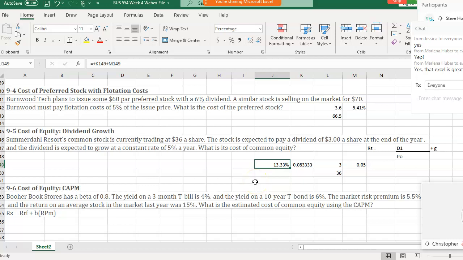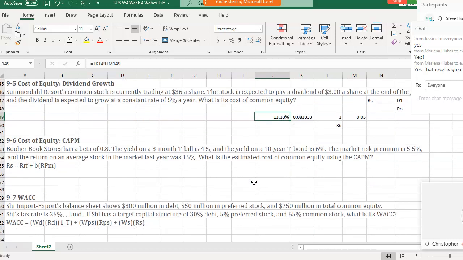Then we get down to what they call the CAPM. This is question 6. It stands for the Capital Asset Pricing Model. It says that Booher Bookstores has a beta of 0.8. The yield on a 3-month T-bill is 4%. The yield on a 10-year T-bond is 6%. The market risk premium is 5.5%. And the return on the average stock in the market last year was 15%. What is the estimated cost of common equity using CAPM?